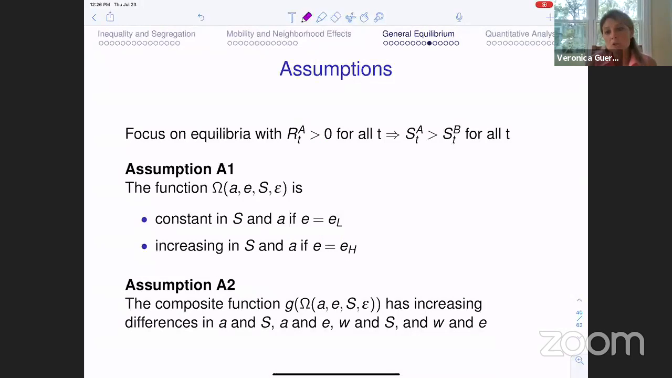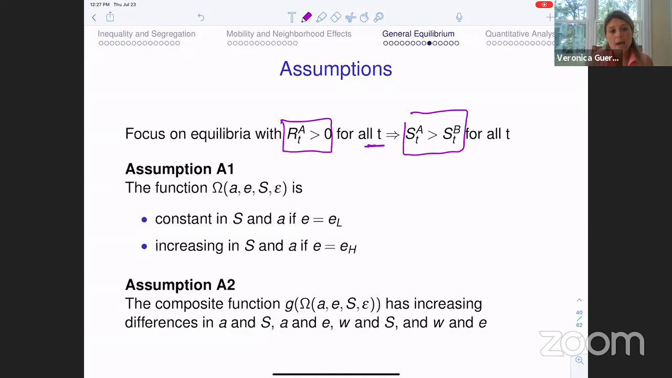Okay, what assumptions are we going to make for our results to be true? First of all, potentially there are multiple equilibria. For example, potentially there is an equilibrium where both neighborhoods are the same and there is zero rental rate in both neighborhoods, and the composition of the people is the same. We don't want to focus on that equilibrium. We are going to focus on equilibria with the rental rate in A that is positive for all time t. And this means automatically focusing on equilibria where neighborhood A is the good neighborhood, the neighborhood where the spillover is higher for all time t.